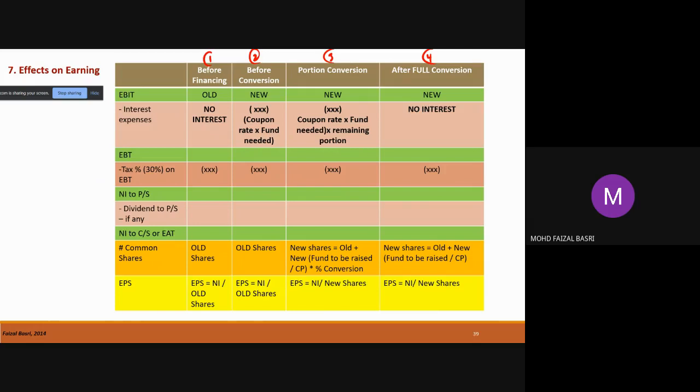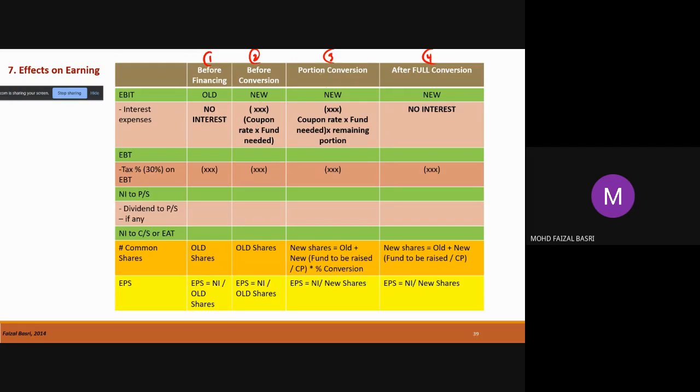Okay, so once dia dah issue, kalau before financing maksud sebelum issue, but once they issue, dia akan masuk stage before conversion. So what does it mean? Bila dia dah issue, every certificate holders yang kita bagi tadi still remain as bond holders. Still remain as bond holders. Okay, before conversion. So maksud everyone still remain as bond holders. So bila kita cerita pasal bond holders, we need to pay interest. Okay, so therefore we have to pay interest lah to the bond holders in full, in total.